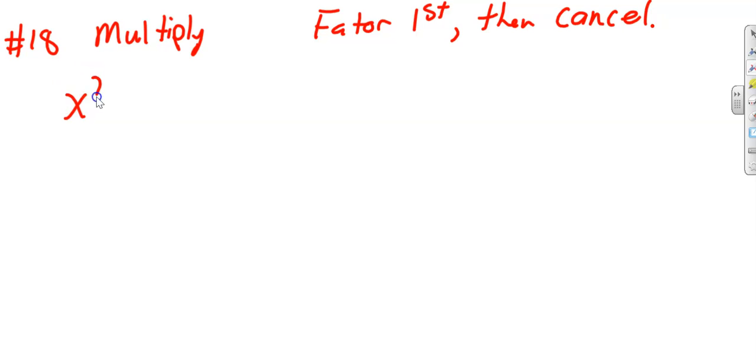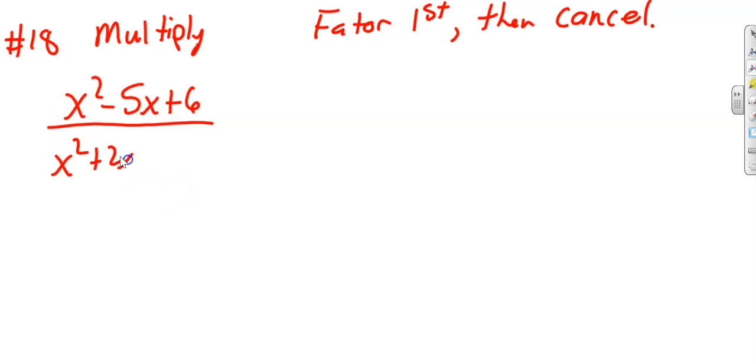So for this one, we're going to go with x squared minus 5x plus 6 over x squared plus 2x minus 3. And then we have 3x plus 9 over x minus 2.